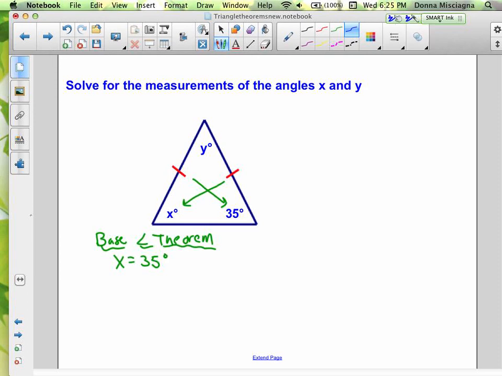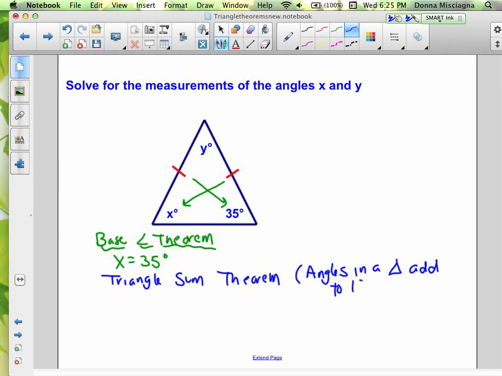To find Y, we're going to use triangle sum theorem because we know the angles in a triangle add to 180 degrees. And I'll write that. Just a little review, in case you forgot since the last lesson: angles in a triangle add to 180 degrees. And I won't keep writing that, I'll just write the definition of triangle sum theorem one time. So X, which is 35 degrees, plus the other 35-degree angle, plus y, have to add to 180 degrees. 35 plus 35 is 70.